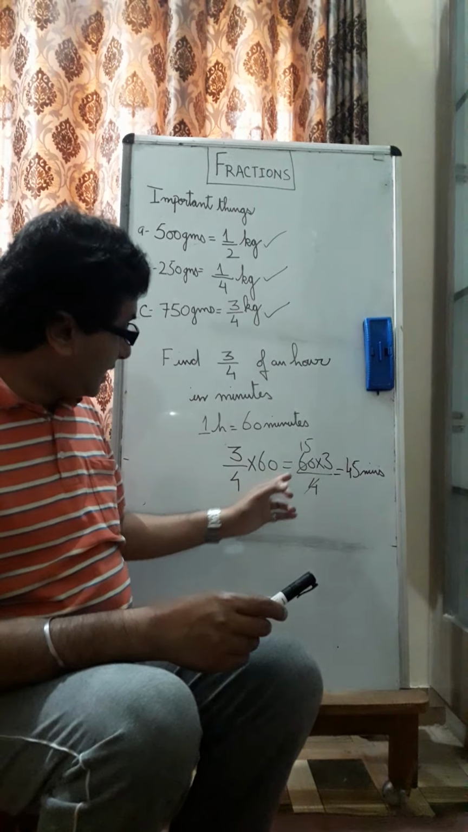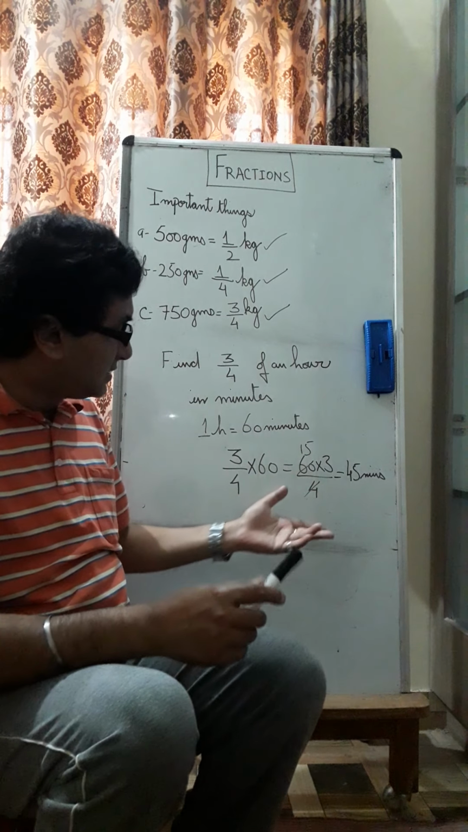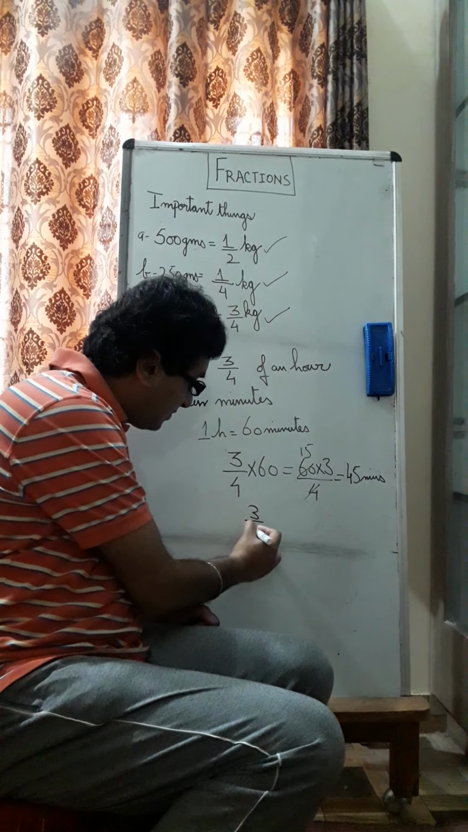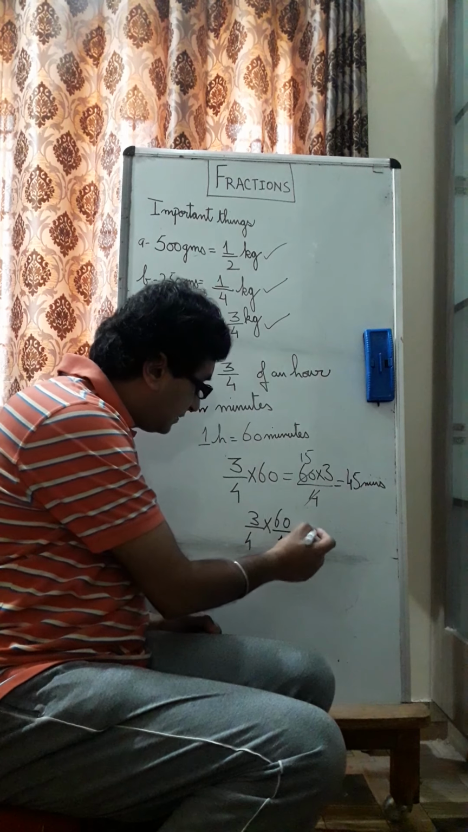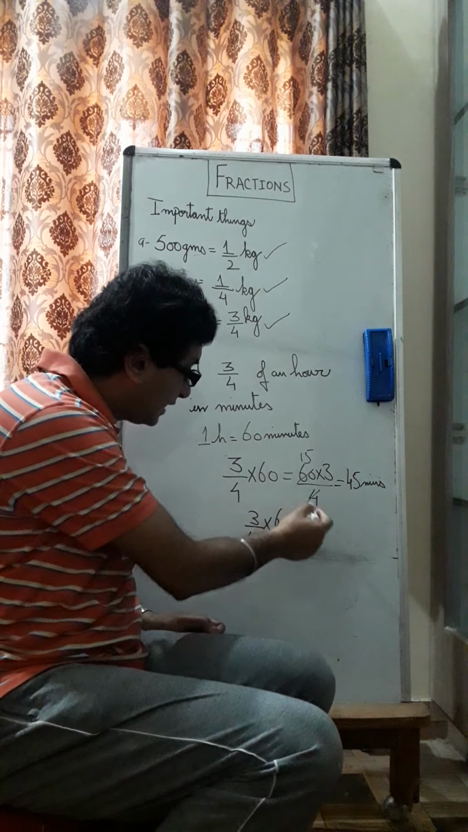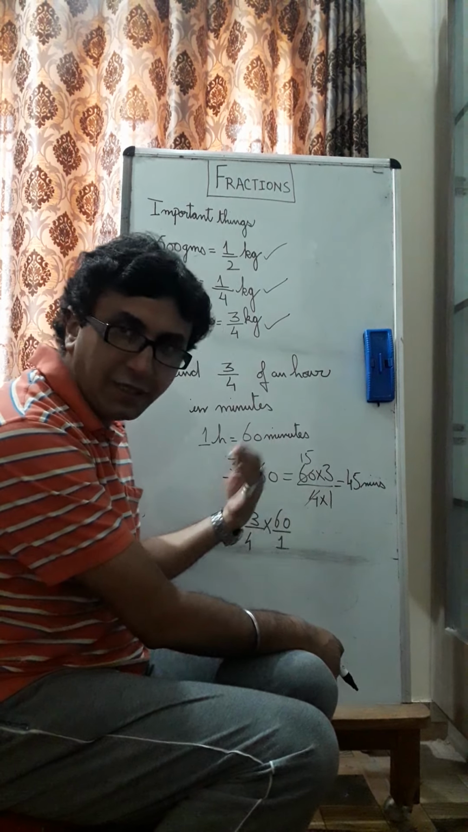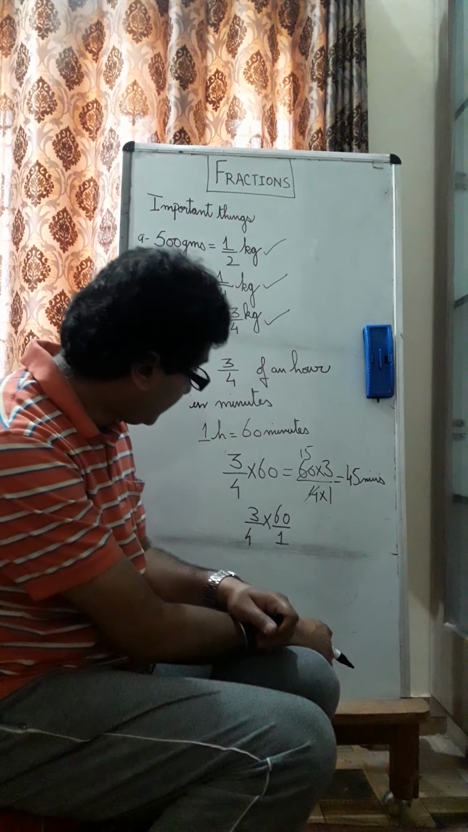Now you must be saying that sir did not do 3 by 4 into 60 by 1. Yes, I could have done 60 by 1. So another way in which I could have written is 3 by 4 into 60 by 1, and I told you 1 would make no effect, so you can just start calculating from here. Or you could have written it as 4 into 1. So 4 into 1 actually is 4. So there are various ways of writing it, right?